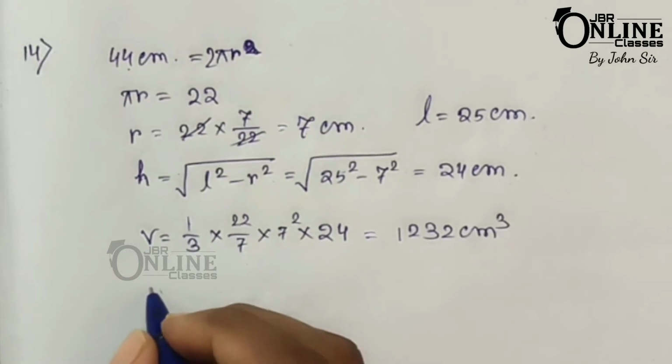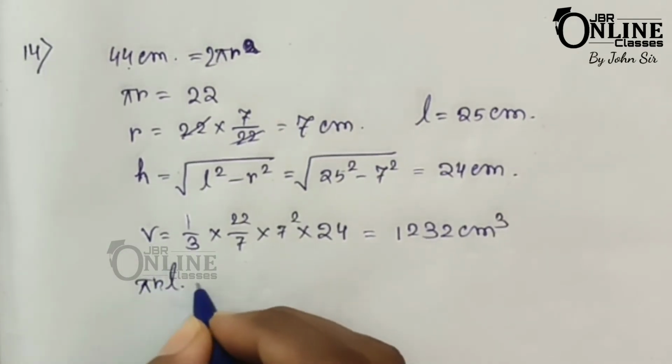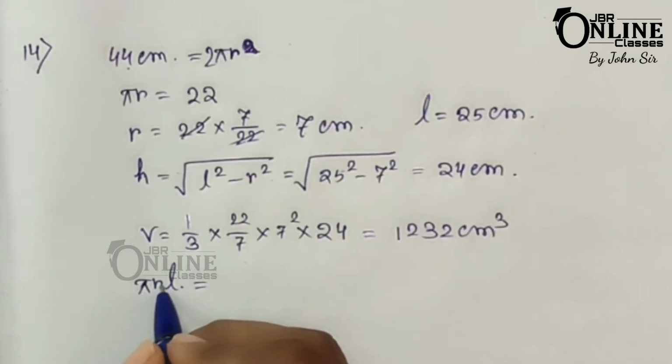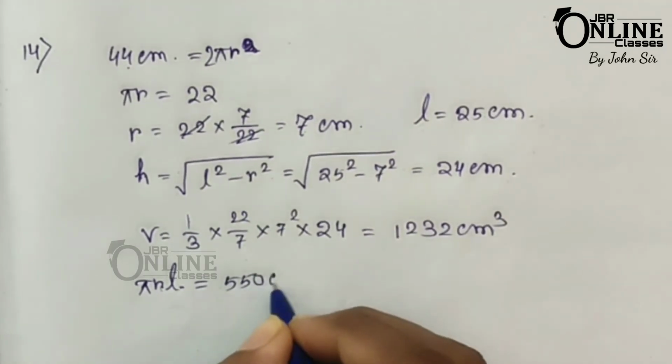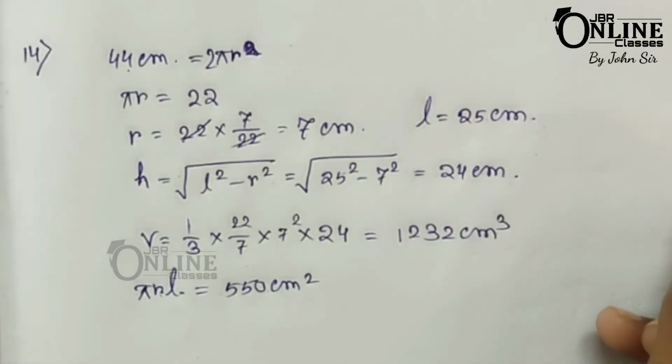Now next you have to find the curved surface area. That means πrl. So just put in the values of r and l and you will find the curved surface area, and that equals 550 centimeter square.